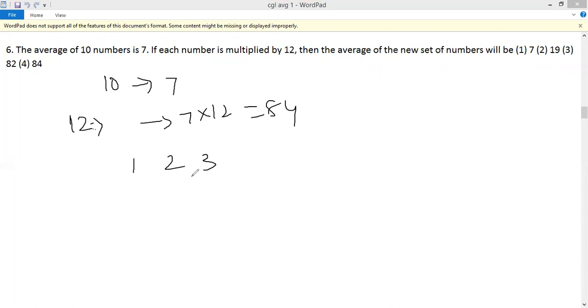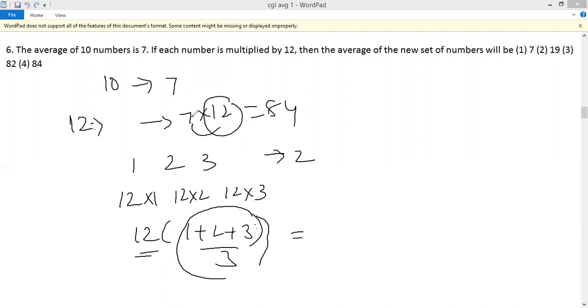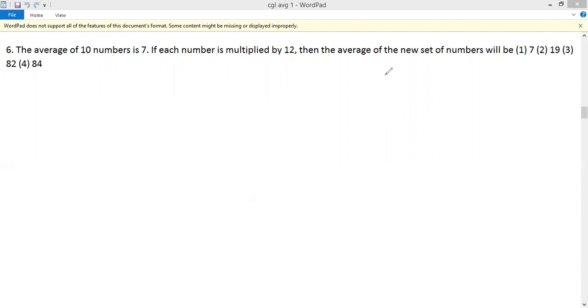Suppose the numbers are 1, 2, 3. The average is 2. Every number is multiplied by 12. What? 12 into 1, 12 into 2, 12 into 3. Adding all these, 12 into 1 plus 2 plus 3, divided by 3. This is the average, the previous average multiplied. No problem. If you multiply with 12, the average is also multiplied with 12. So here also the average 7 is multiplied by 12. Right.